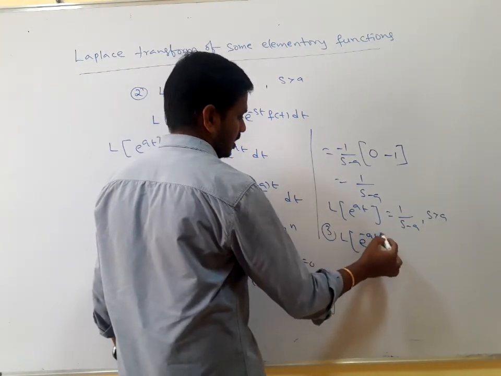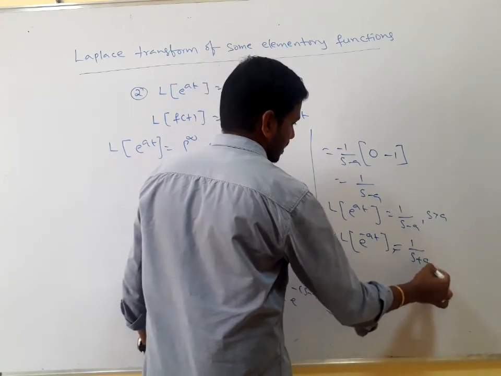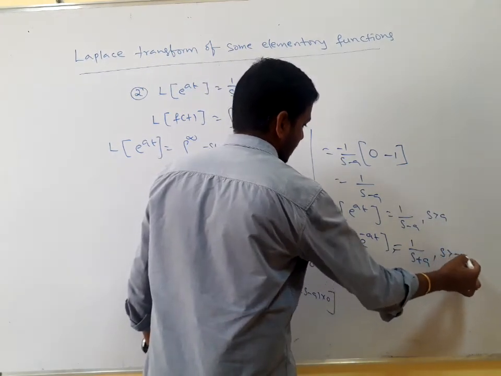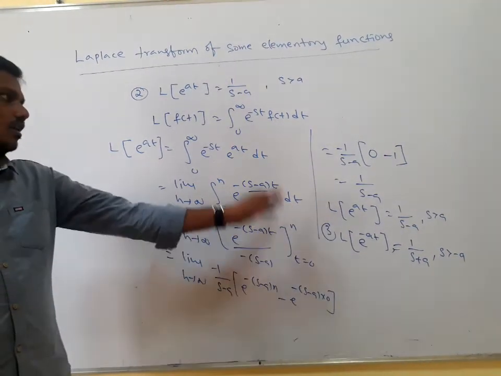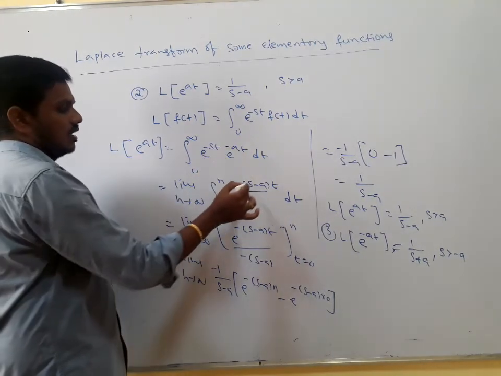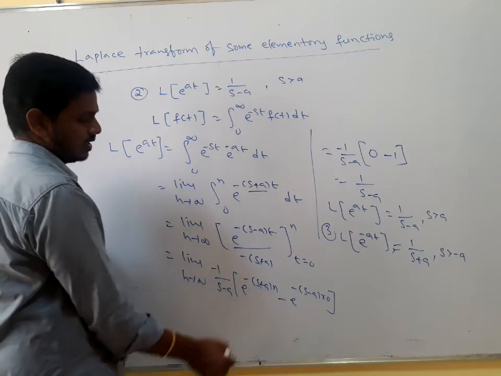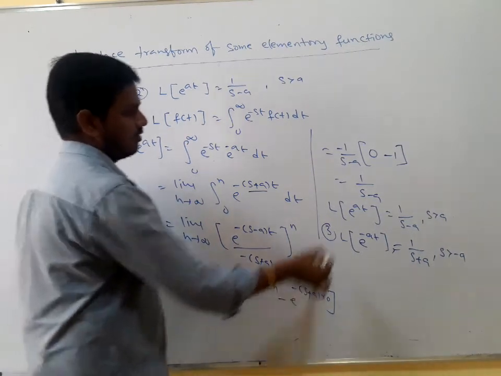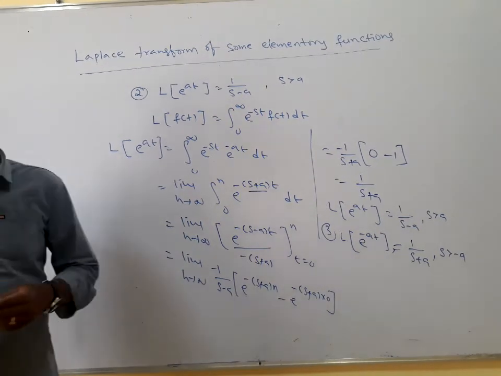Similarly, you take the third property: Laplace transform of e to the power of minus at, which is equal to 1 by s plus a. In this case the condition is s is greater than minus a. In the same way, if I am taking the third one, you will get minus a here, here it is minus of s plus a, and finally you will get s plus a. This is the third one.